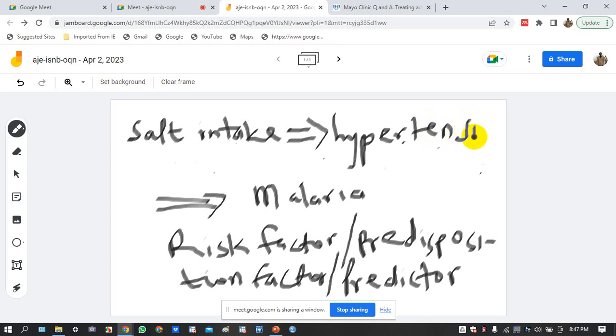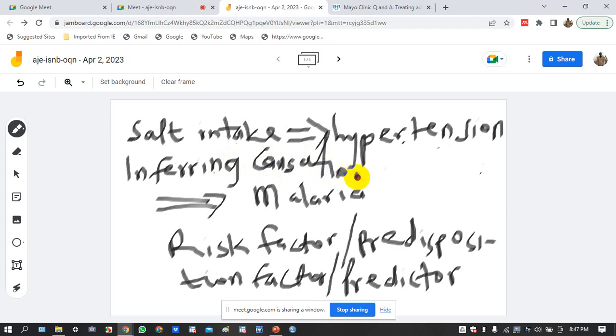So over here we are inferring causation. We are saying that too much salt will cause what? Hypertension. Hypertension is high blood pressure. Inferring causation. So we are saying that the intake of salt causes hypertension. Salt causes hypertension.